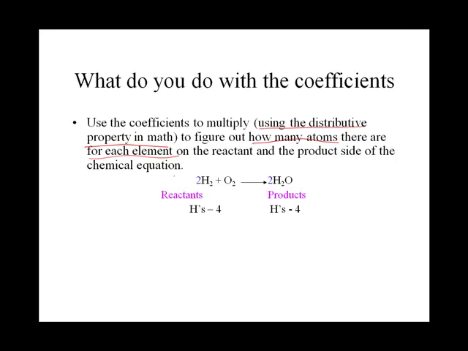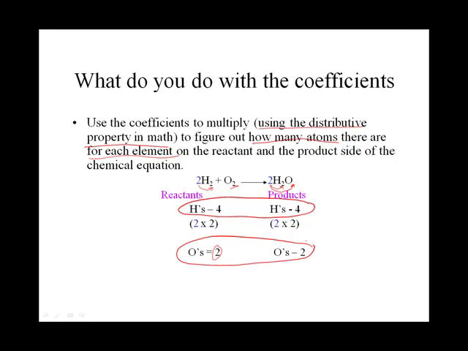So the numbers of hydrogens, we have 4. And how did I get 4? I simply multiplied 2 times 2. And again, on this side, I multiplied 2 times 2 to get 4. The oxygens, we know, since there's a little 2 there, that there's going to be 2. And again, we use the distributive property since there's a subscript of 1. 2 times 1 equals 2 on that side. Notice how the numbers of each element are the same. That equates to a balanced equation.